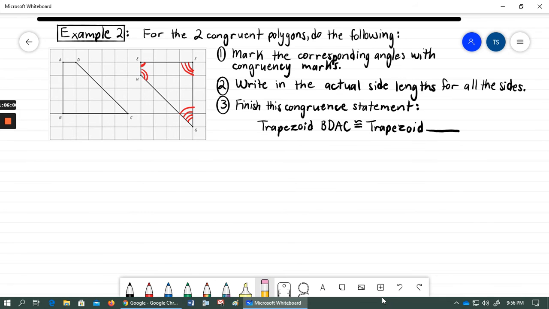All right. And then where it says, finish this congruent statement. Trapezoid BDAC is congruent to trapezoid blank, blank, blank, whatever, right? All right, so folks, and again, we haven't talked about this in this particular class, but I'm sure that at some point in your life it can't be the first time that you've heard the word trapezoid. But if it is, a trapezoid is a type of quadrilateral, a type of four-sided figure.